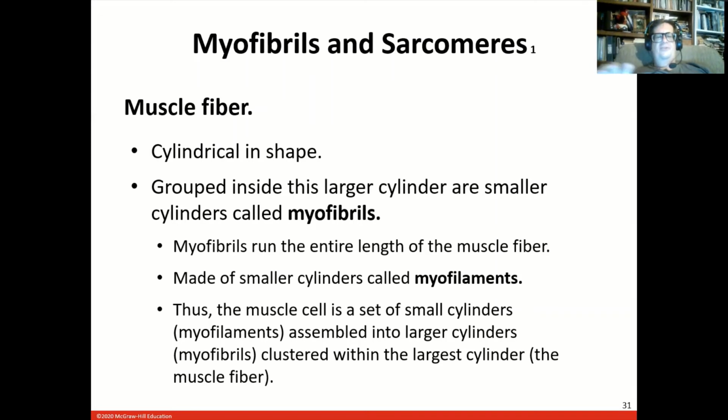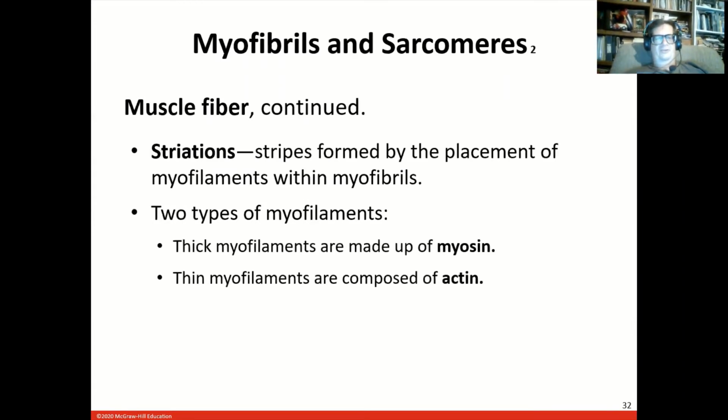All right, so muscle fibers are cylinder shaped, and inside of the muscle fiber, you have a bunch of little myofibrils. These run the entire length of the muscle. And we're talking striated muscle mostly. And each myofibril is made out of myofilaments. So you have a muscle fiber that has myofibrils in it, that has myofilaments in it. And remember, you got connective tissue around these things that turn into, as they continue on, the tendons that do the attaching. So striations are because of the placement of the myofilaments within the myofibrils.